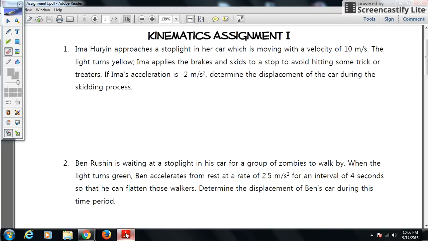Okay guys, so since I'm not there today, I thought I would make a little tutorial based off of the assignment that I left. So hopefully if you have any questions, it'll kind of clear some of that up for you.